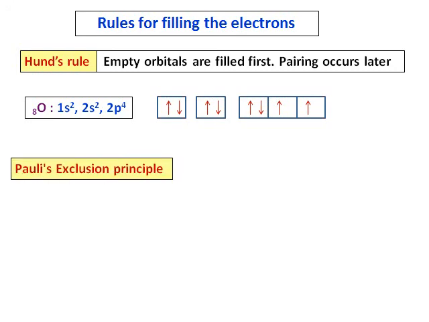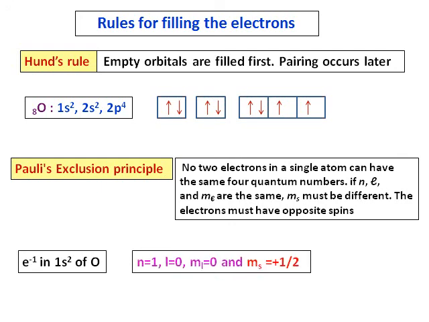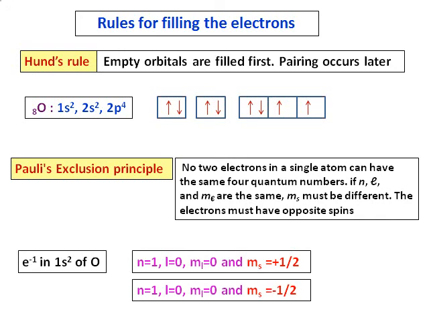The next rule is Pauli's exclusion principle. According to this, no 2 electrons in a single atom can have the same 4 quantum numbers. Or in other words, n, l, and ml can be the same, but the spin quantum number has to be different, because we cannot have in one orbital 2 electrons with the same spin. So for the electrons in 1s2 of oxygen, the quantum numbers n, l, and ml are all the same, but for the spin quantum number, one will be positive half, the other one will be negative half.